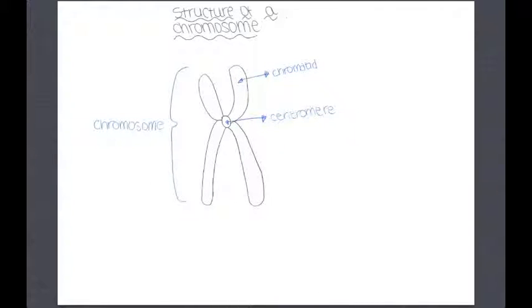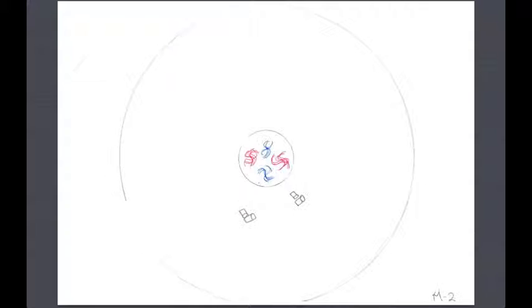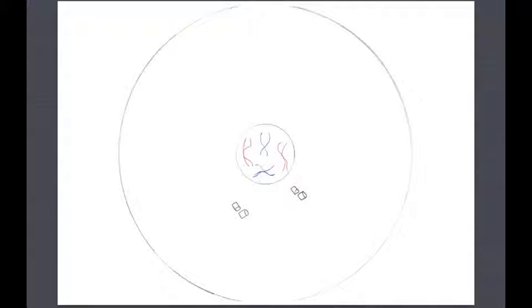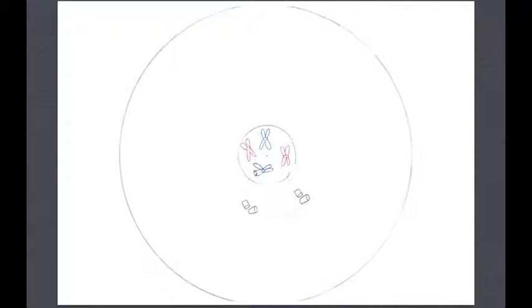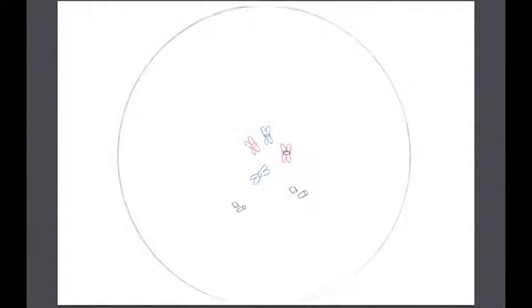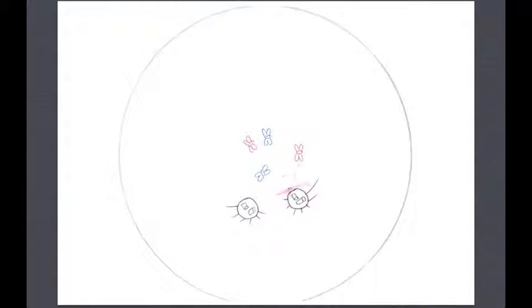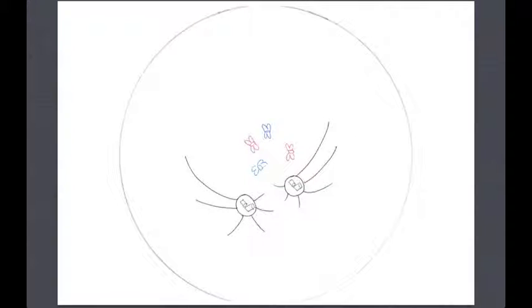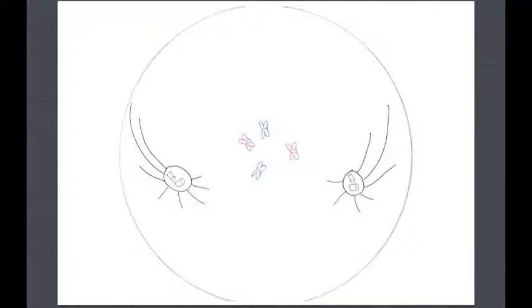Before I talk about prophase, I'll explain the structure of a chromosome. A chromosome is made up of two identical chromatids attached by a centromere. The first phase of mitosis is prophase, which is usually the longest. During prophase, the chromosomes become visible, shorter, and thicker. The nuclear envelope breaks down and spindle fibers form as microtubules grow out of the centrioles, which move to opposite poles of the cell.